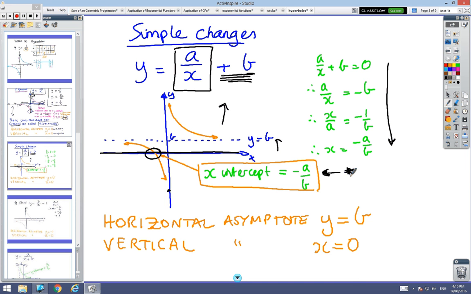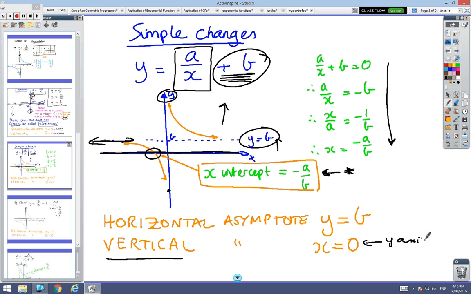The horizontal asymptote in this direction is y equals b, so it's always going to be that number at the back, and the vertical asymptote will be the y-axis again. Okay, so that's the y-axis again. Okay, so copy that and come across when you're ready.